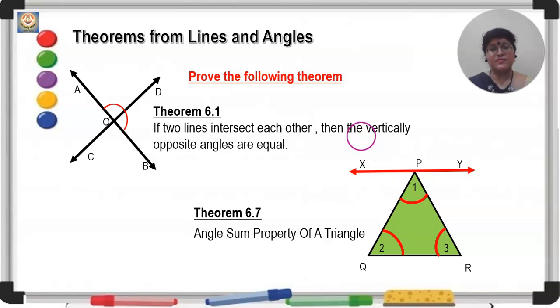Now there are many theorems in this chapter, but these two theorems, that is theorem 6.1 and theorem 6.7, I want you to learn to prove them. So 6.1 theorem states that if two lines intersect each other, then the vertically opposite angles are equal. Now in this figure, angle AOD and angle BOC are vertically opposite. Angle AOC and angle BOD are vertically opposite.